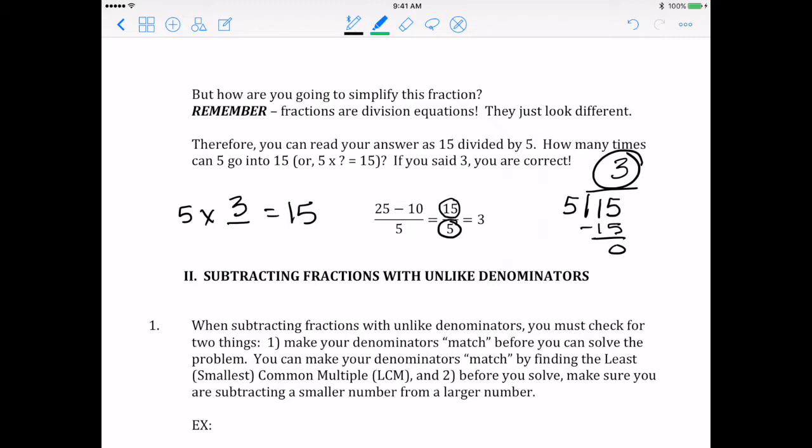First, you're going to make sure your denominators match before you can solve the problem. You can make your denominators match by finding the least or smallest common multiple, and its abbreviation is LCM. And number 2, before you solve, make sure you are subtracting a smaller number from a larger number. That means that greater number has to come first in your subtraction problem.